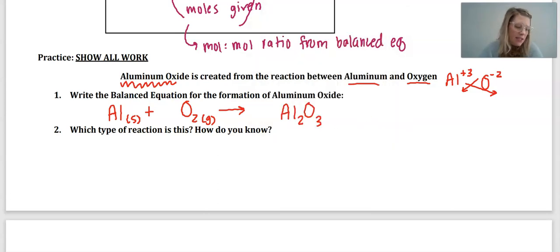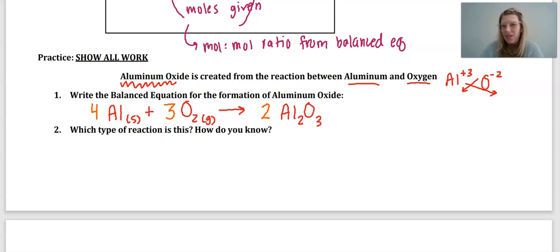In order to balance this, I have 3 oxygens on my product side and only 2 on my reactant side. So in order to get to a balanced equation, we need to multiply by 2 to our product side and 3 to our reactant side in order to get that 6 value. By doing that, I've now created 4 aluminums on my product side, and so I need a coefficient of 4 on my reactant side. Perfect.